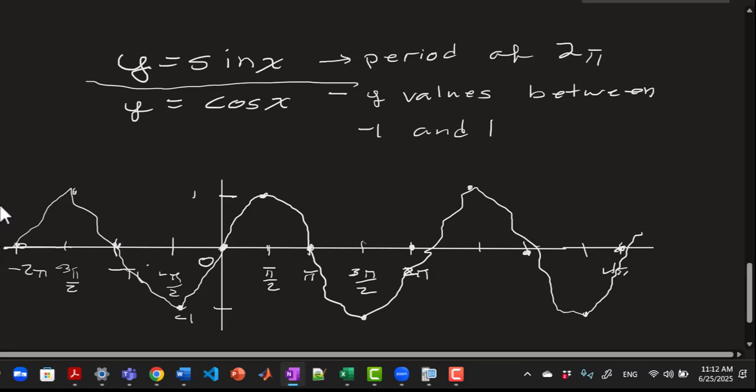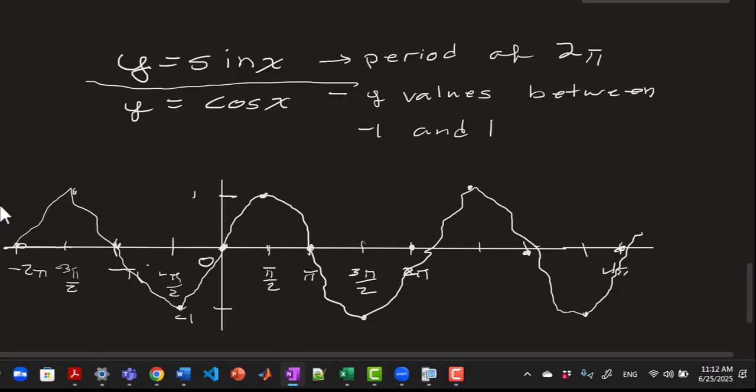And then if you multiply the x by something, or on the outside, you're going to change things, and I'll explain that in another video.